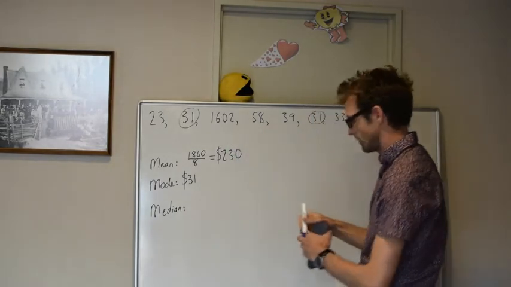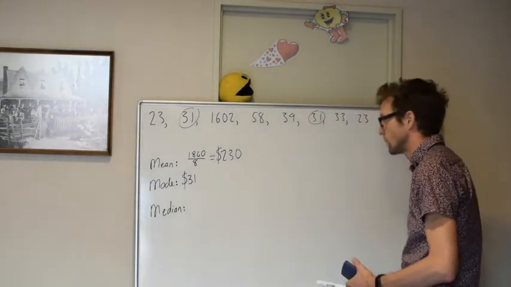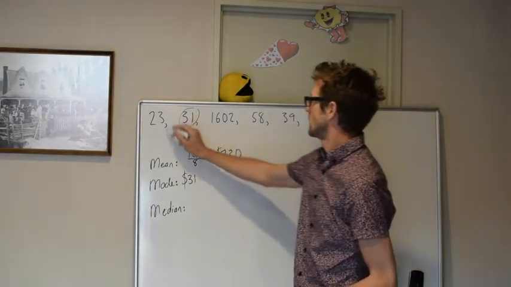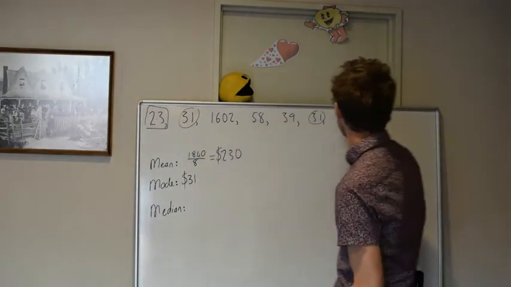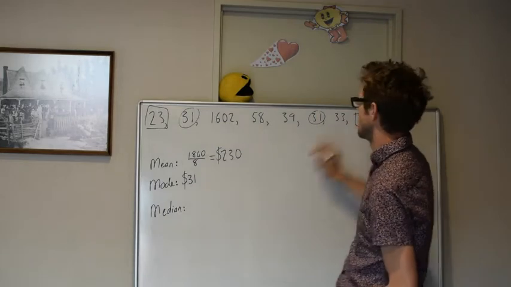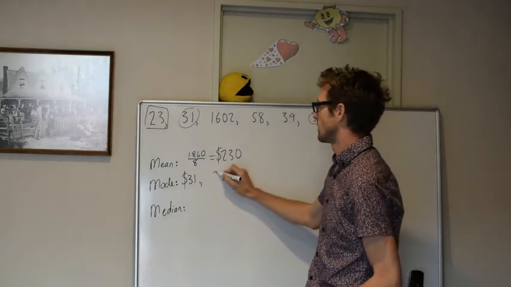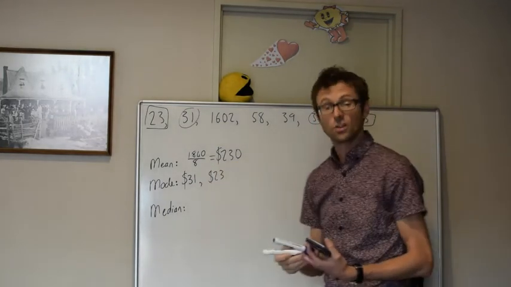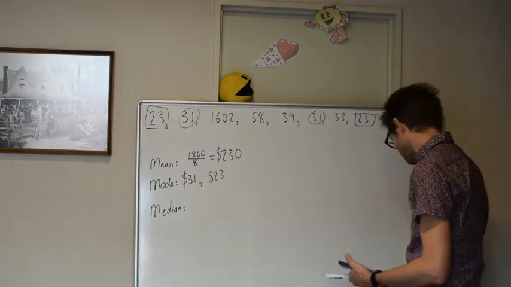Oh, I'm sorry, I've just realized that I made a mistake on the previous part. We've got 2 modes. We've got a 23 and also a 23 here. So our modes are $31 and $23. So 2 modes there. Okay.